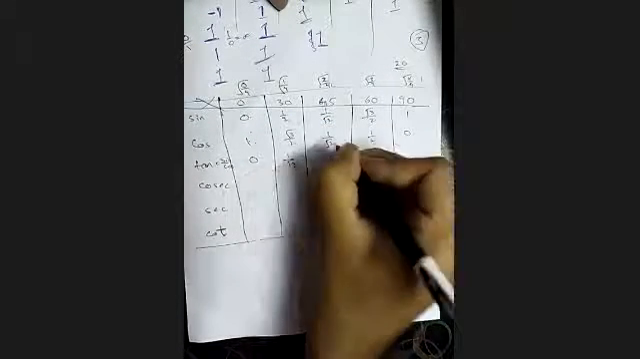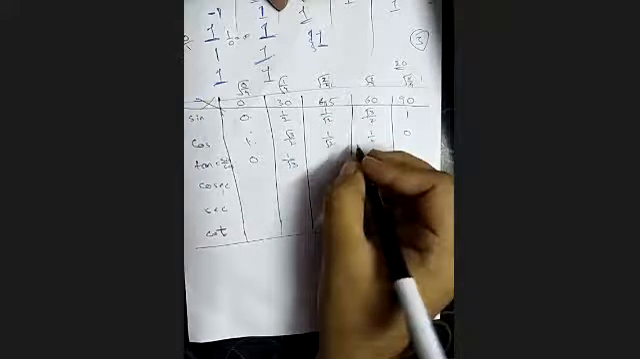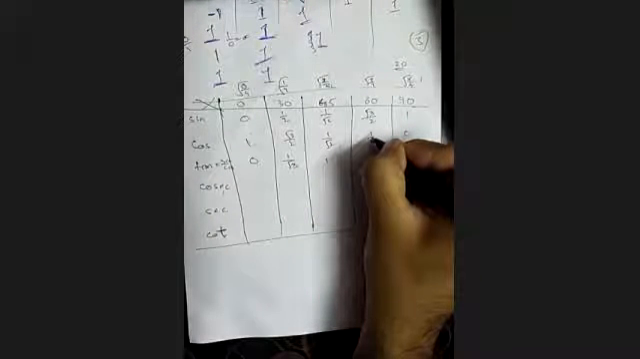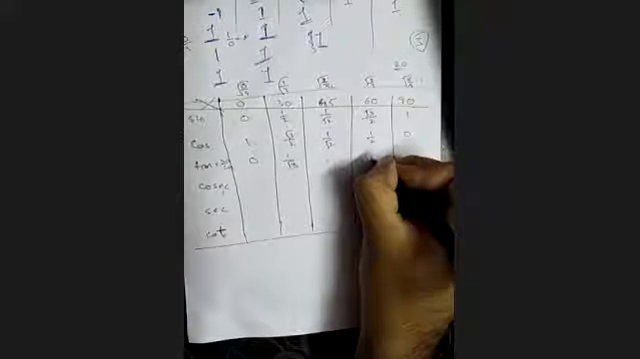This 2 and this 2 get cancelled. What will be left? 1 by root 3. This root 2 and this root 2 get cancelled. The answer is 1. Root 3 divided by 1 by 2: this 2 and this 2 get cancelled, root 3 will be left. 1 by 0 is infinity.